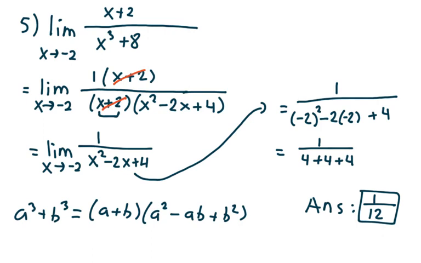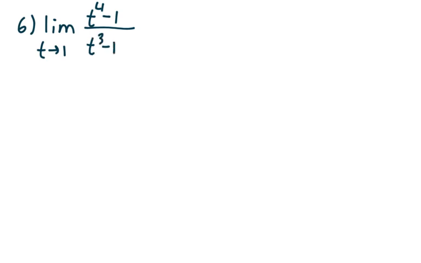And let's take a look at example 6. Suppose I had the following. Suppose I had the limit as t approaches 1 of t to the 4th minus 1 divided by t cubed minus 1. And so this is the limit as t goes to 1 of.